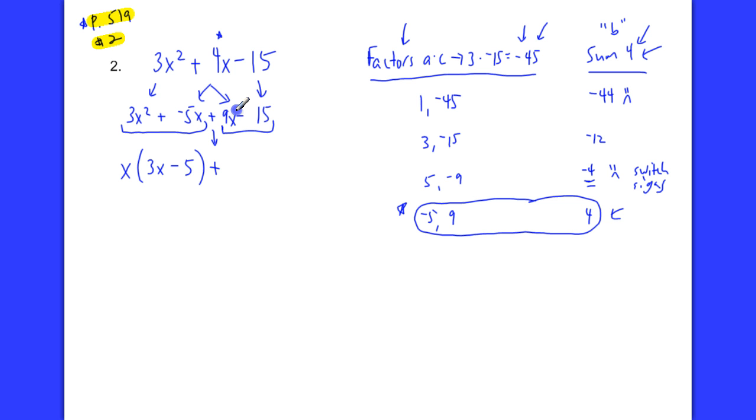See how we're building this? Now this has a common factor of 3. If I take out the 3, I divide out the 3. 9 divided by 3 is 3. Don't forget the x. Minus 15 divided by 3 is 5.